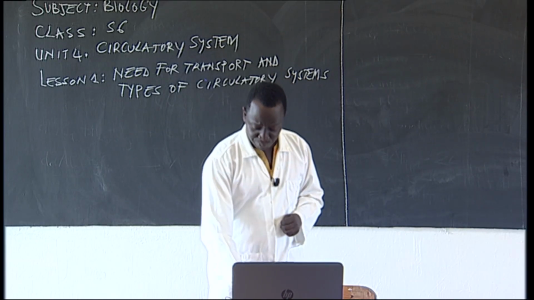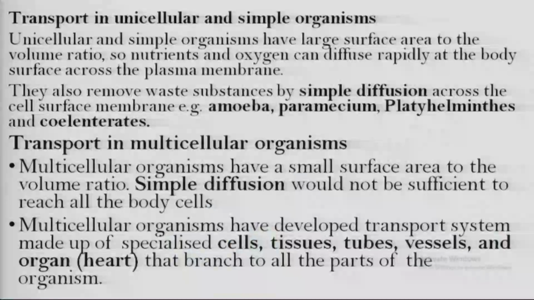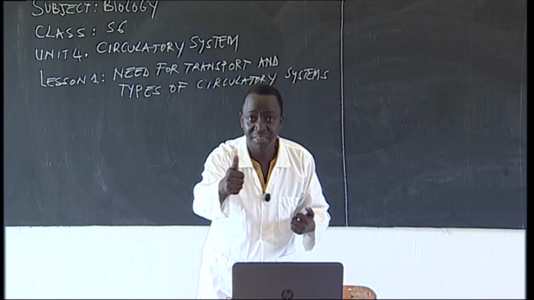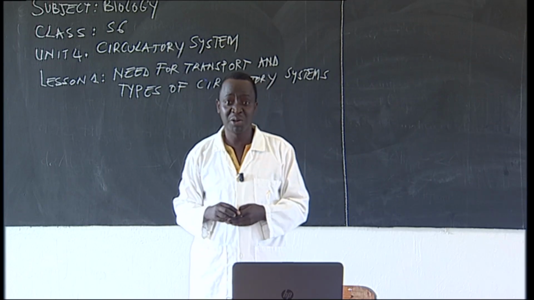Good. So now, we have unicellular organisms or simple organisms. How is the transport system going to be carried out in those organisms, unicellular organisms? You can look on the screen, no problem. We have unicellular organisms and simple organisms. You can give examples of unicellular organisms. Oh, good. Oh, amoeba. You are right. Amoeba is one type of unicellular organism.